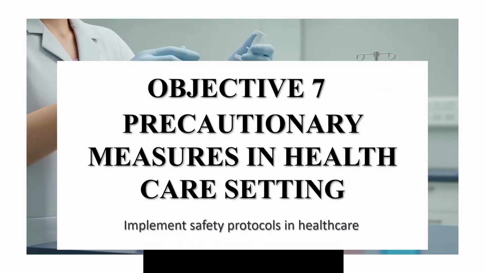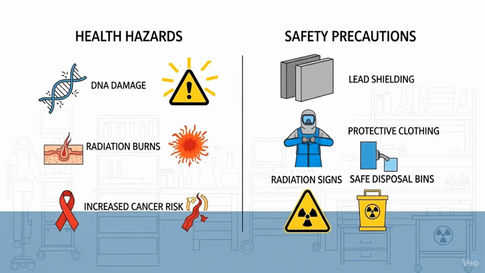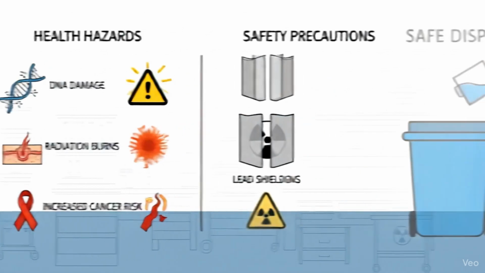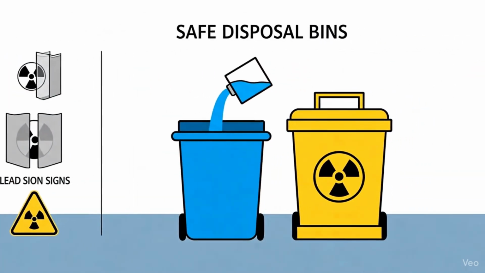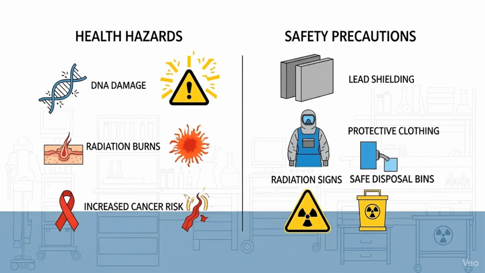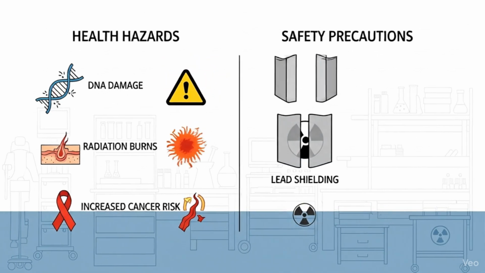Objective number 7. We want to look at some precautionary measures in healthcare settings. This will help us to implement safety protocols in the healthcare system. Some precautionary measures in healthcare involve, one, use of lead aprons, shields, and barriers. Two, ensure you consider the time, distance, and shielding principle. This is to minimize the time, maximize the distance, and use shielding.